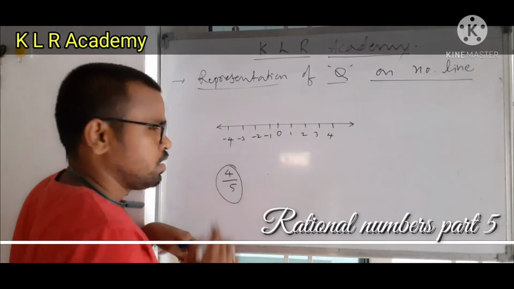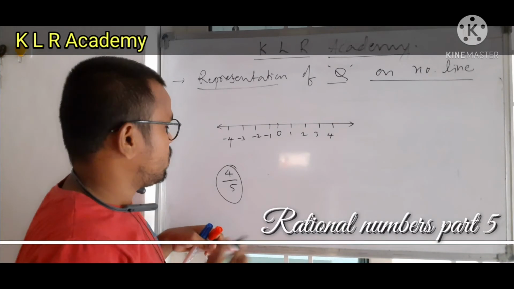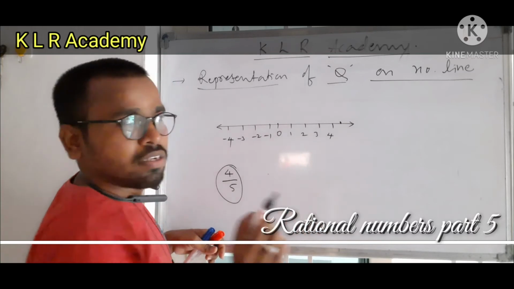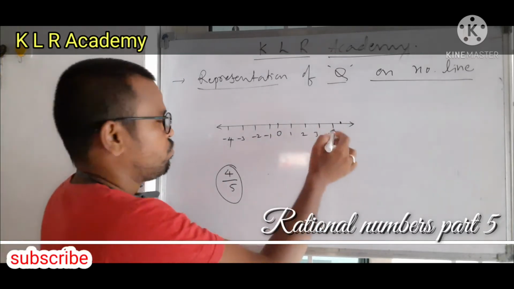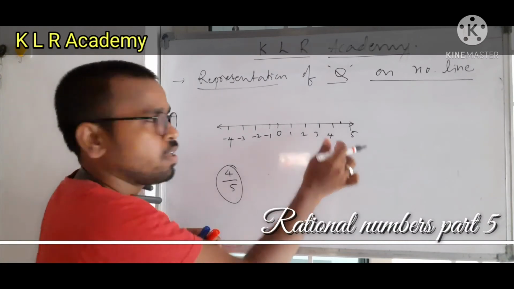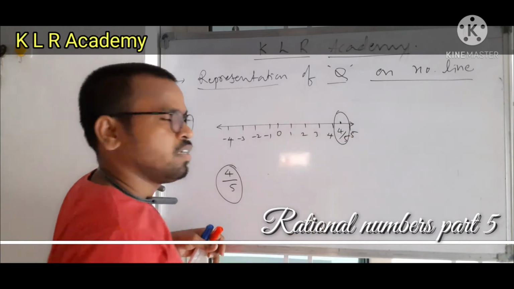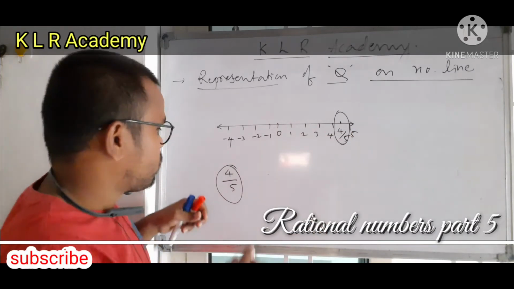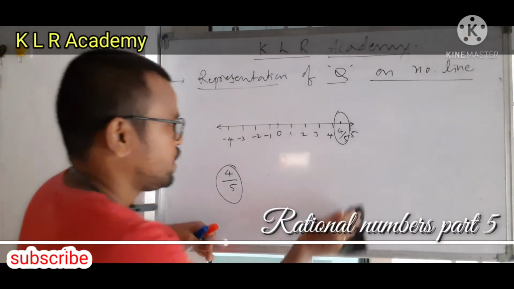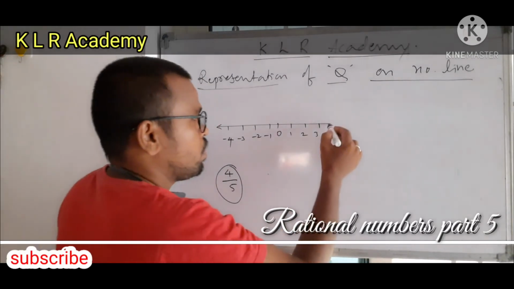Most children make a mistake here. They think 4 by 5 means 5 is placed here and 4 is placed here, and they make it as 4 by 5. These types of mistakes generally students make. That is not the right way to represent the number 4 by 5.